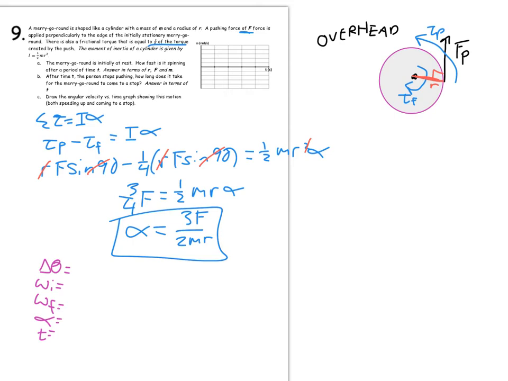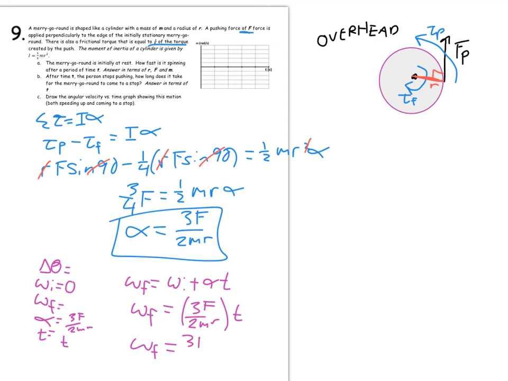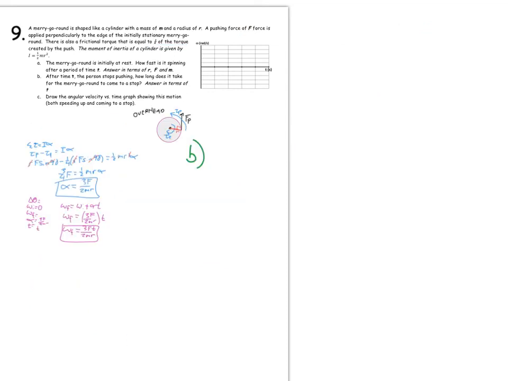Now that we have our angular acceleration, we can solve for how fast it's spinning. So we're starting from rest, accelerating at a rate of 3F over 2mr for a period of time t, and so we can solve for that final angular speed using one of our angular kinematic equations. That final angular speed is just going to be that angular acceleration, 3F over 2mr, multiplied by our time, and so we get that our final angular speed is 3Ft over 2mr. There we have part A for this one.